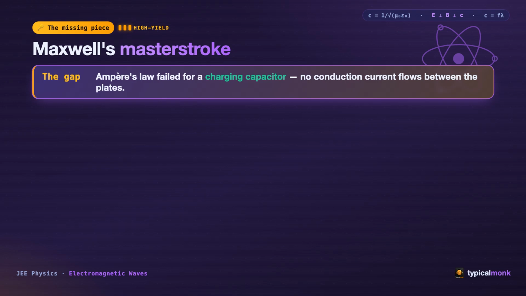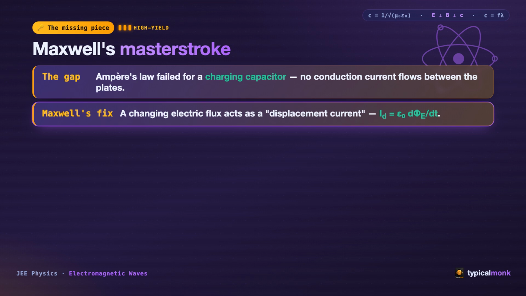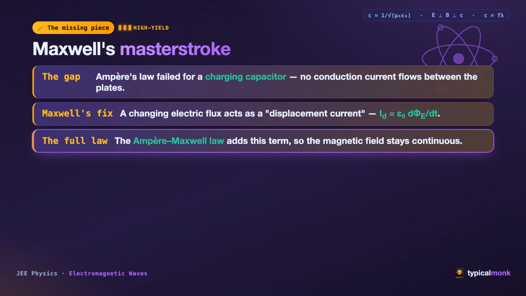The gap. Ampere's law failed for a charging capacitor. No conduction current actually flows between the plates. Maxwell's fix. A changing electric flux acts as a displacement current. The displacement current equals epsilon naught times d phi E by dt. The full law. The Ampere-Maxwell law adds this term so the magnetic field stays continuous everywhere.